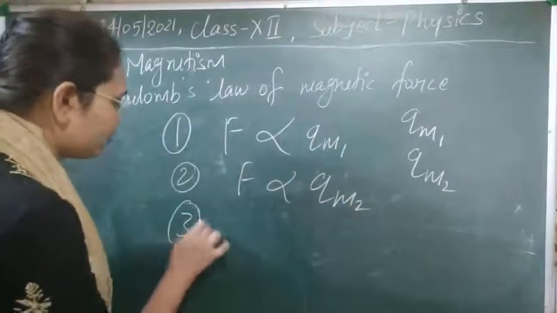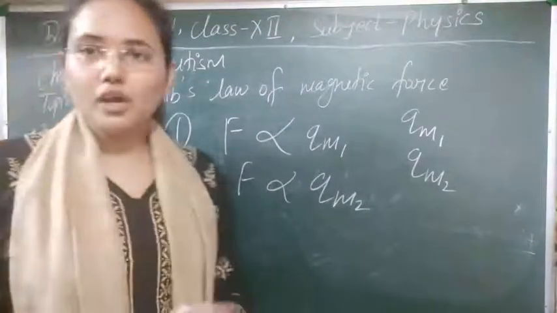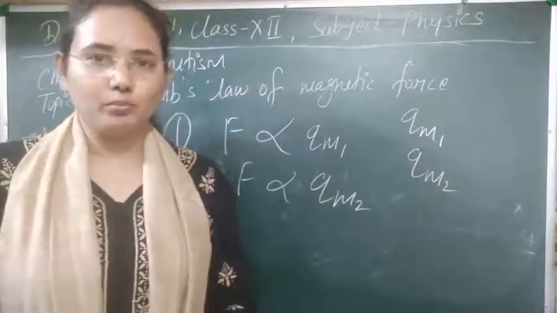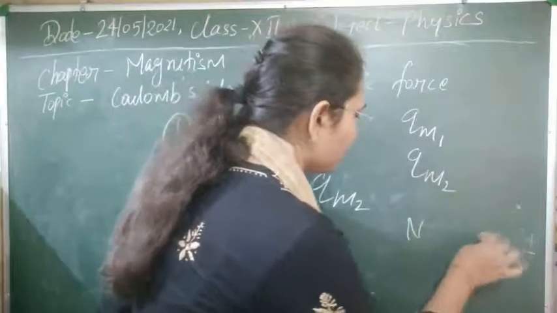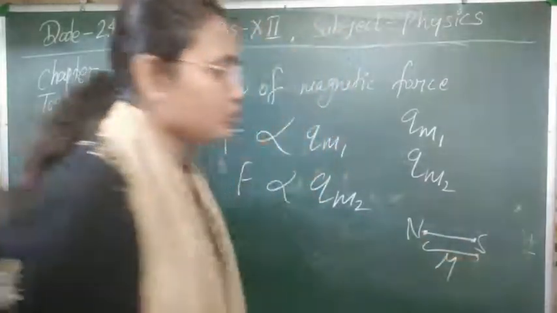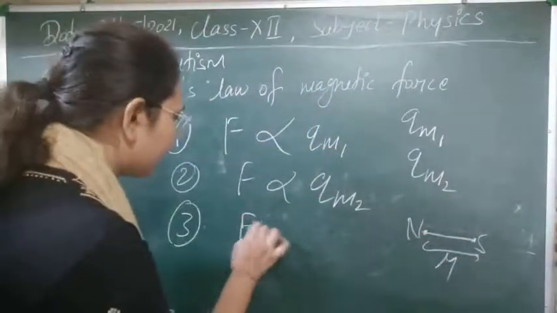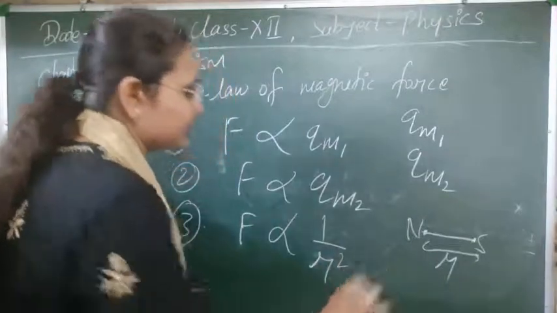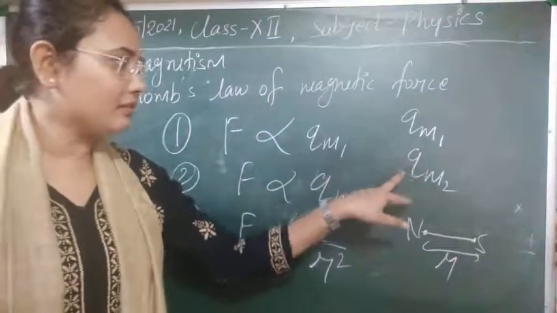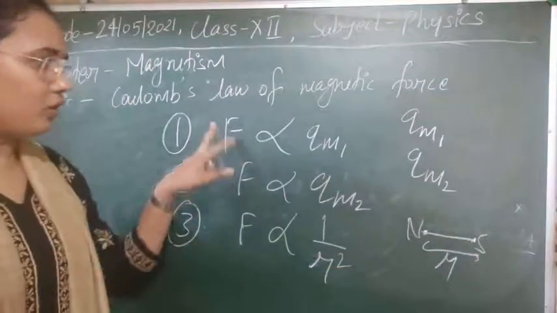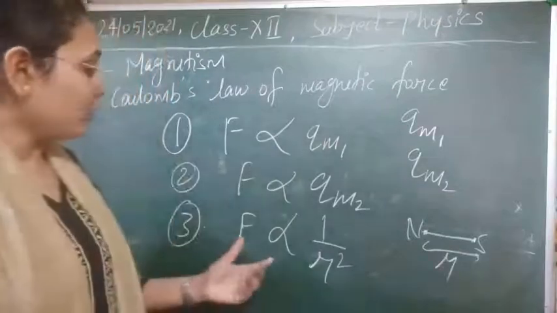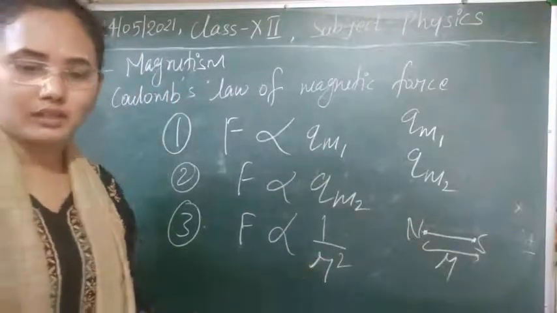The second observation is that the force of attraction or repulsion is inversely proportional to the square of the distance between the two poles. Suppose we have two poles, north and south, and the distance between them is r. Then F is inversely proportional to the square of the distance between these two poles. So if the poles have these pole strengths and are separated by this distance, a force acts between them, whether attractive or repulsive, and this force depends on these three terms.